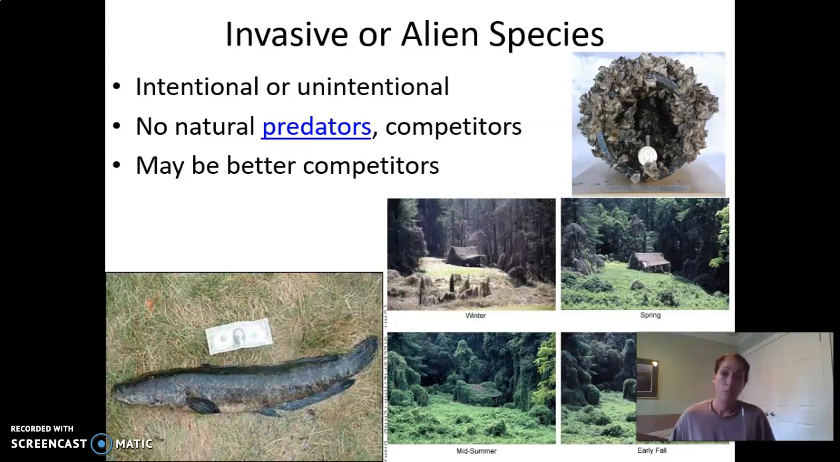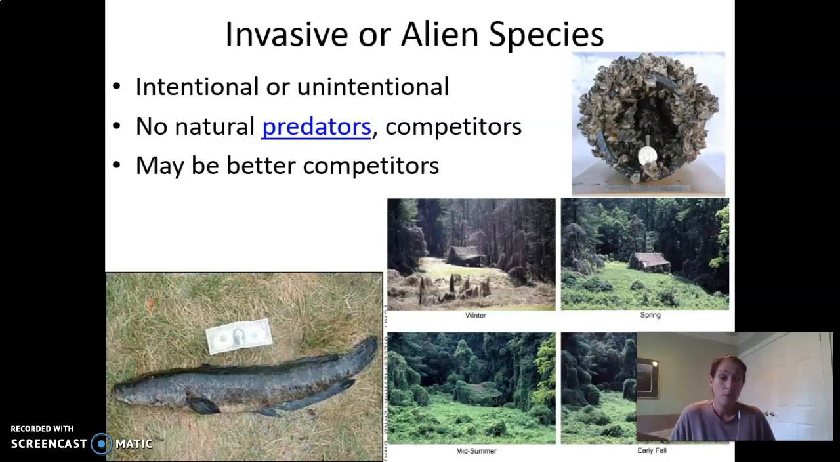A lot of times boats will take on water in one area to change the way they sit in the water column and release that water in another area. And when they do, they'll release small larvae of fish or shellfish.